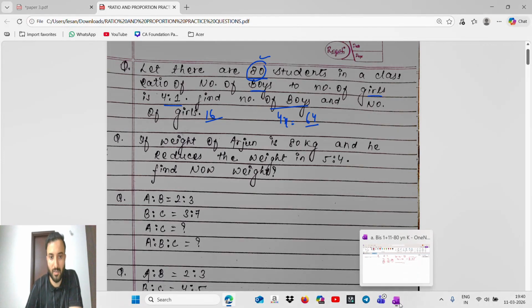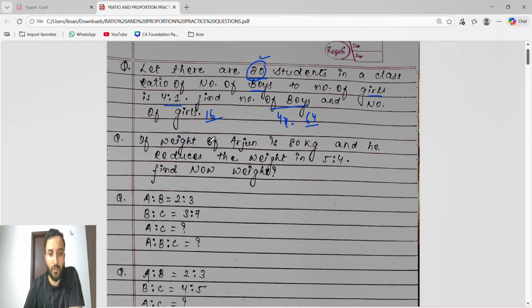Correct answer. Now next: if the weight of Arun is 80 kg and he reduces the weight in the ratio 5:4, find the new weight. Guys, we know that if any quantity is given, that quantity may increase or decrease with some ratio. We already studied this in the class and in our ratio and proportion chapter.